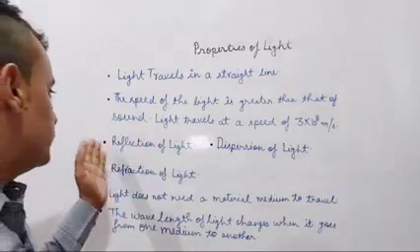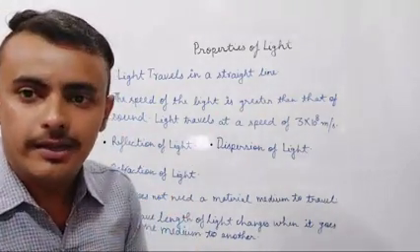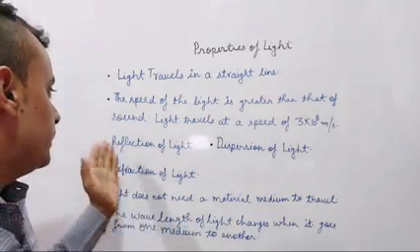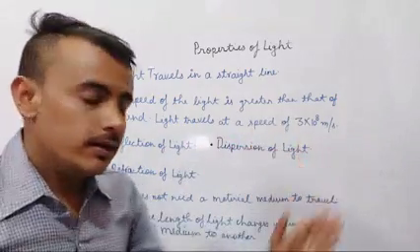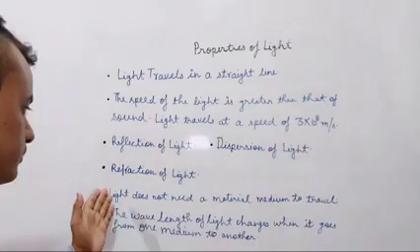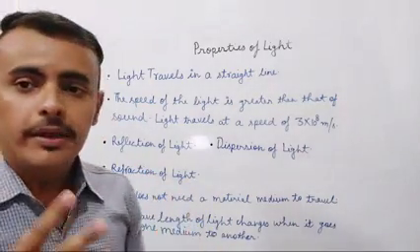And the third one is the reflection of light. And the fourth one is the refraction of light. Next one is dispersion of light. And the fifth one is that light does not need a material medium to travel.